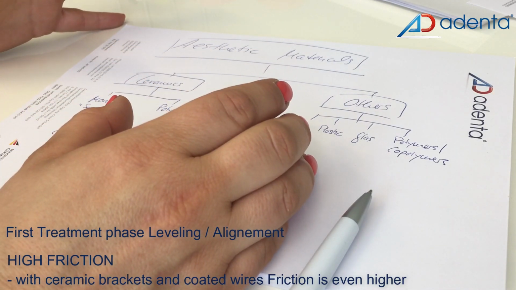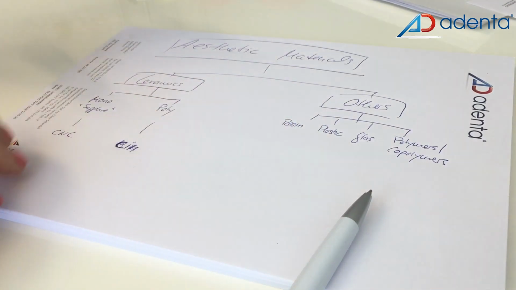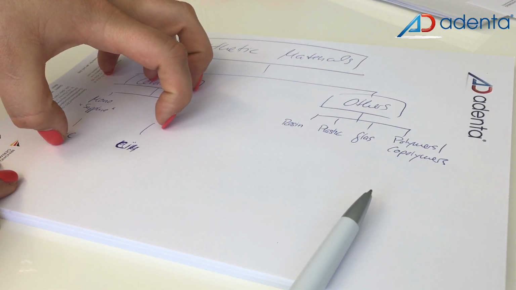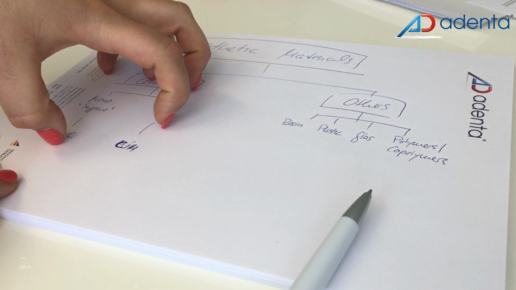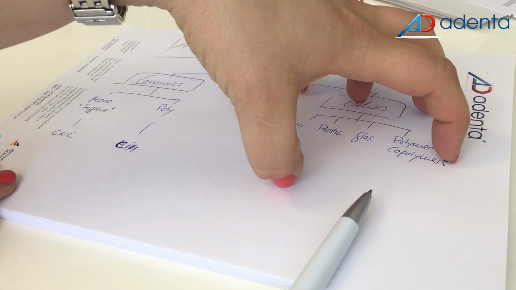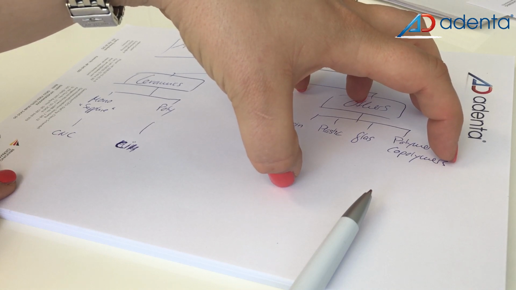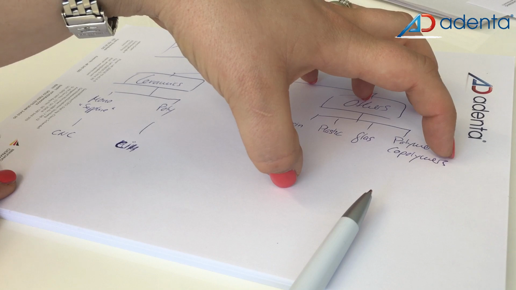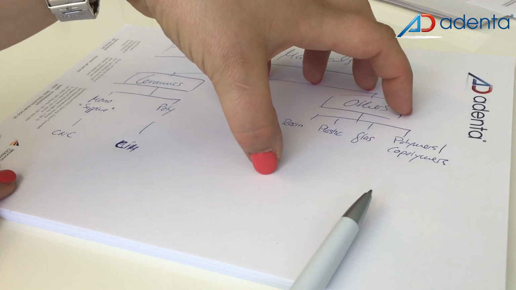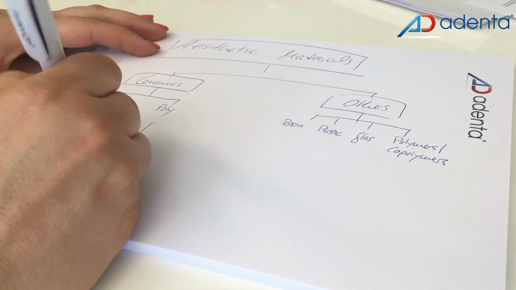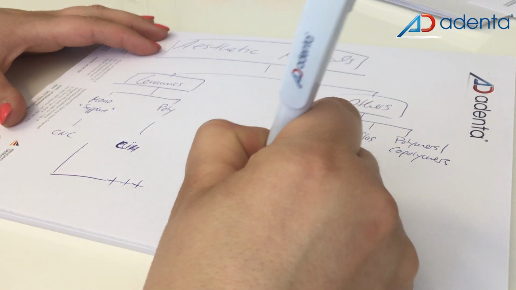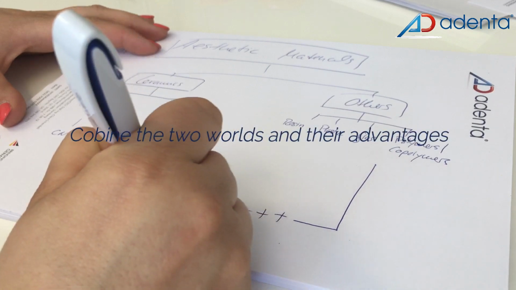and then you're really lost in the beginning of the treatment phase. So either you go for the stable translucent bracket with high friction, fractures and the risk of enamel abrasion, or you go to the other side of the materials and get no enamel abrasion but discoloration, deformation, and, depending on the material, relatively low friction. So we thought about combining only the two worlds and their advantages.